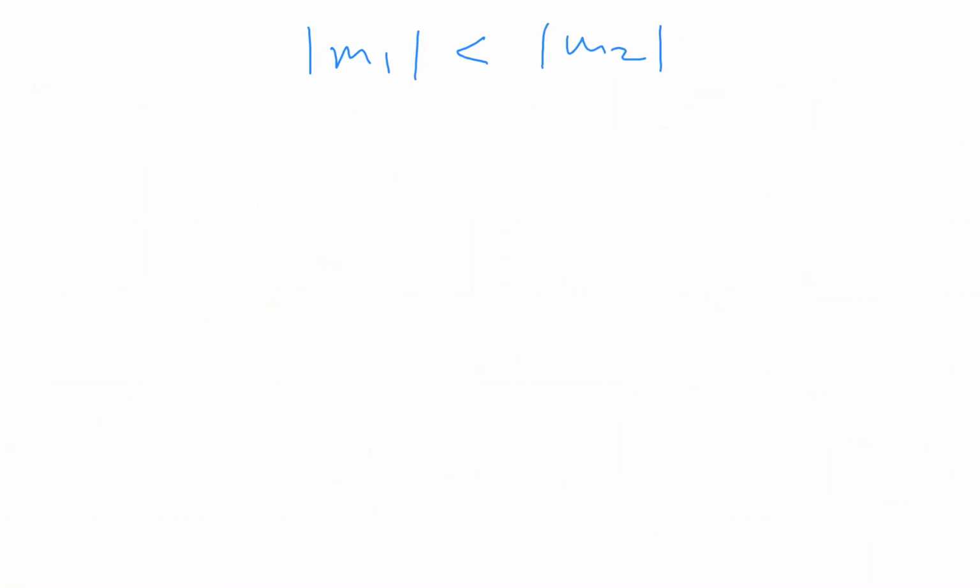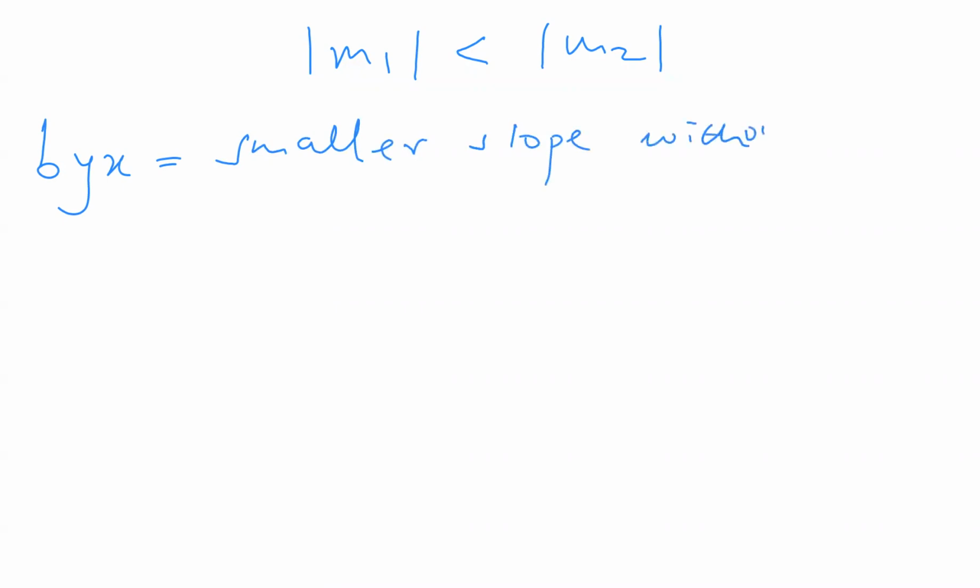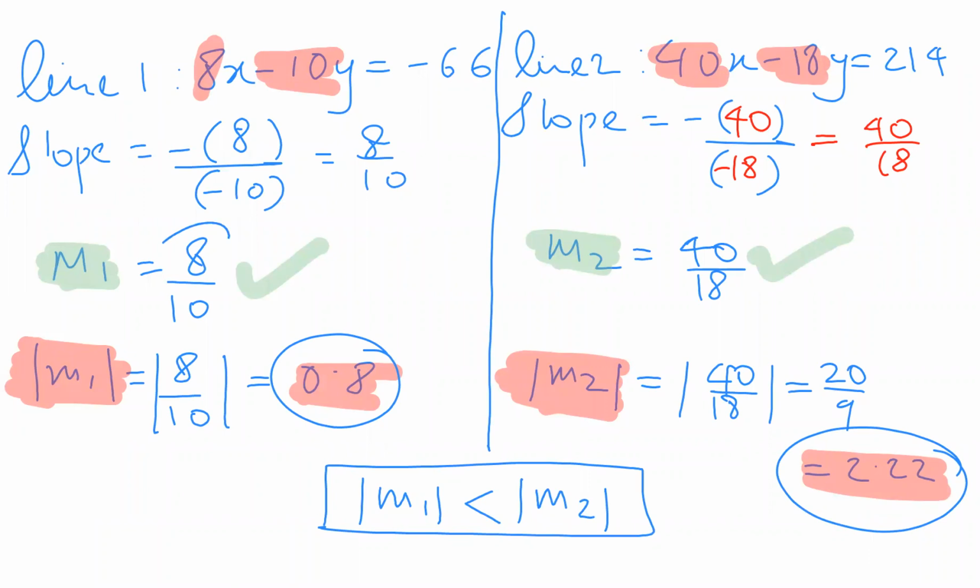Now we have to write the coefficient of regression of y on x, that is byx. You have to remember this: byx is equal to the smaller slope without modulus. Now which is the smaller slope? Smaller slope is modulus of m1. But then don't put the modulus sign now; hence I've written without modulus. So modulus of m1 without modulus is 8 by 10. Okay.